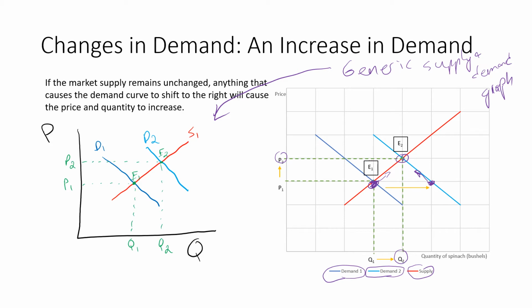Let's note what happened to the price and quantity. Again, the price increased because of this. We can see that here, and our quantity increased as well. So this lets us know that if the market supply remains unchanged, anything that causes the demand curve to shift to the right will cause the price and quantity to increase.